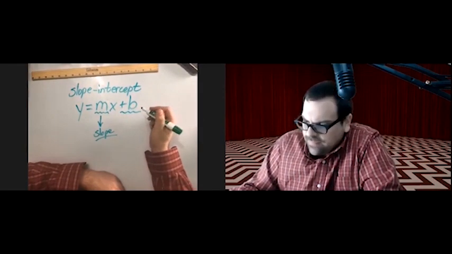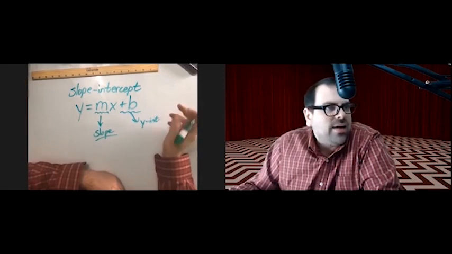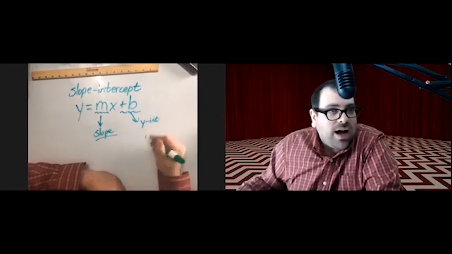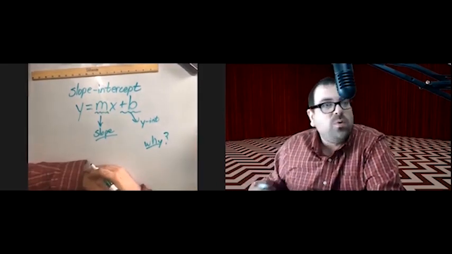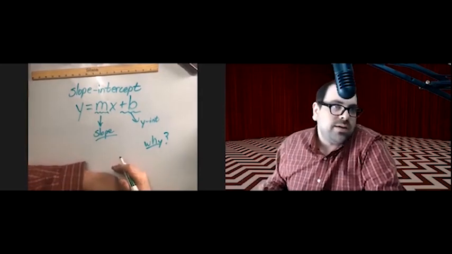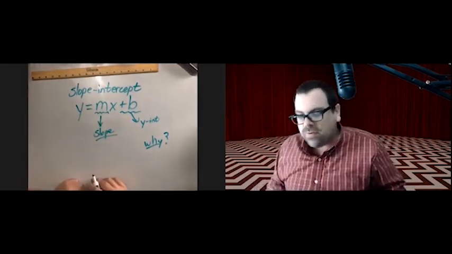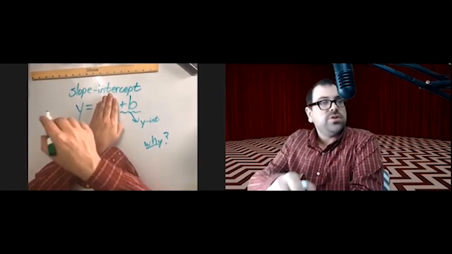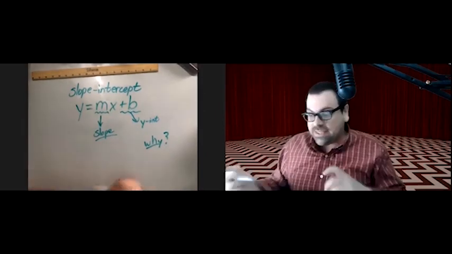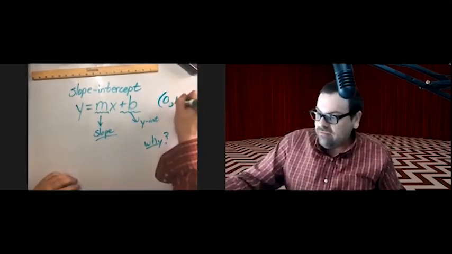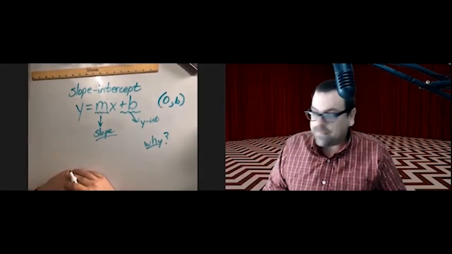The constant term, the b, that's actually going to be the y-intercept. Why? Well, what does it mean to be a y-intercept? It's the point where x is 0. If we plug 0 in for x, that goes away and we're just left with y equals b. So b is the y-intercept. It is the y value of the y-intercept.